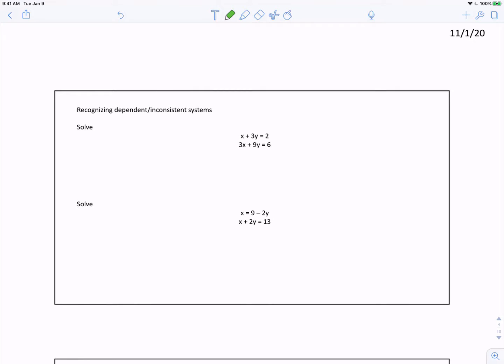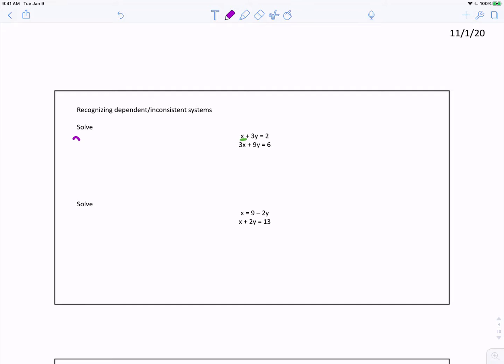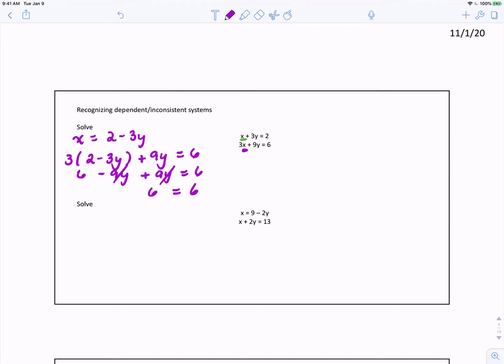We'll take the first equation and we're going to solve it for x. So if we do that, we're going to find out that x is equal to 2 minus 3y. We're going to replace that into the other equation. So we'll have 3 times, we're replacing x with 2 minus 3y, plus 9y is equal to 6. So we have 6 minus 9y plus 9y is equal to 6. In other words, we now are left with a statement that says 6 is equal to 6.